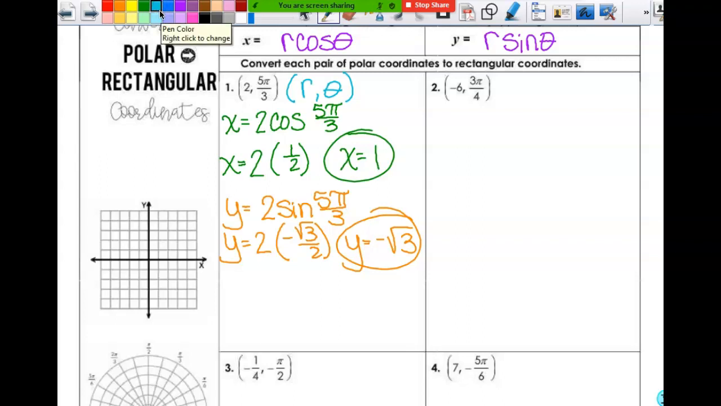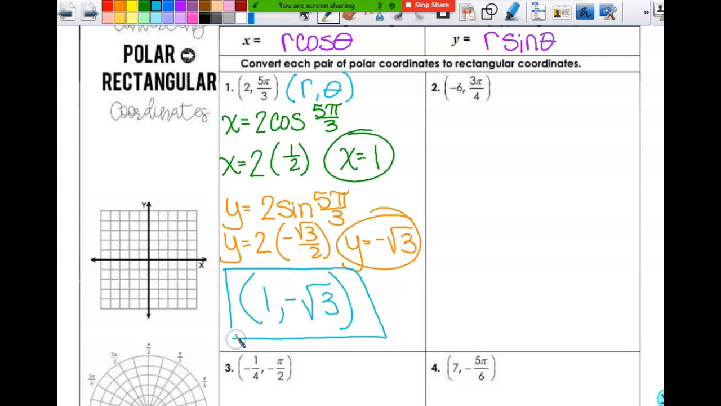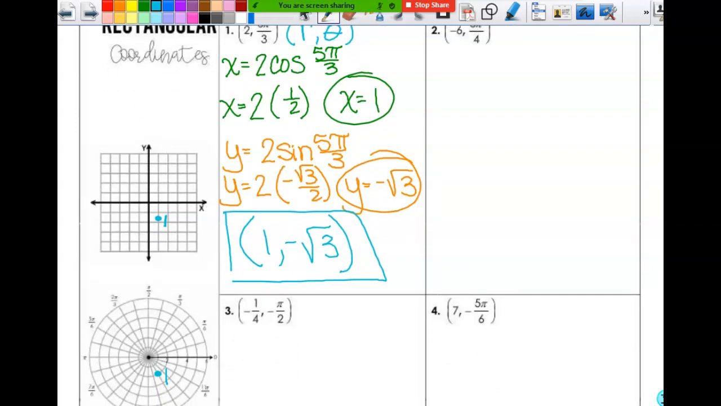My ordered pair then is 1, negative square root of 3. That's my answer. So if I graph that here, I know 1, negative square root of 3, it's kind of a yucky number, but we can estimate. It's about 1.73. So I'm going to go to 1 and like negative 1.73, and that's number 1. The only reason I'm having you do that is just so that you can see that they are plotted in the exact same spot.